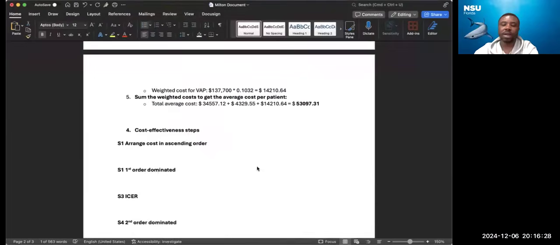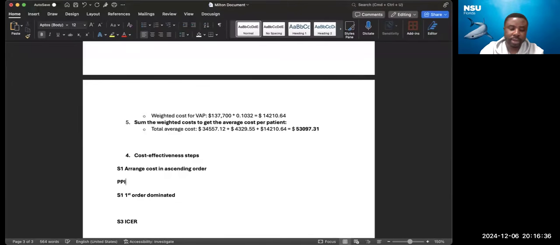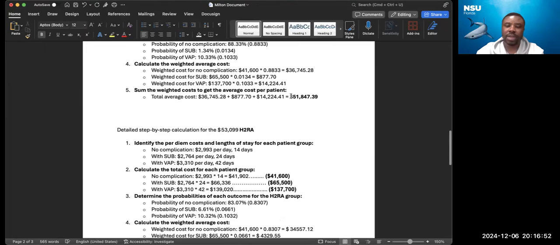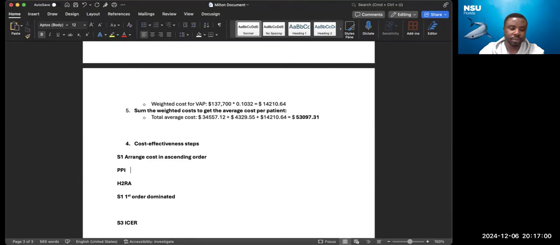So now that we know, the PPI and then the H2 arrays. We are going to arrange the costs based on ascending order. In order to do that, we know that this is less, so I'm putting this one here. And this is more, so I'm going to put this one here.